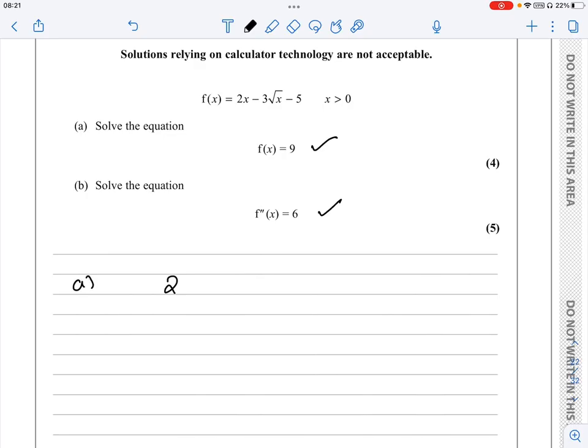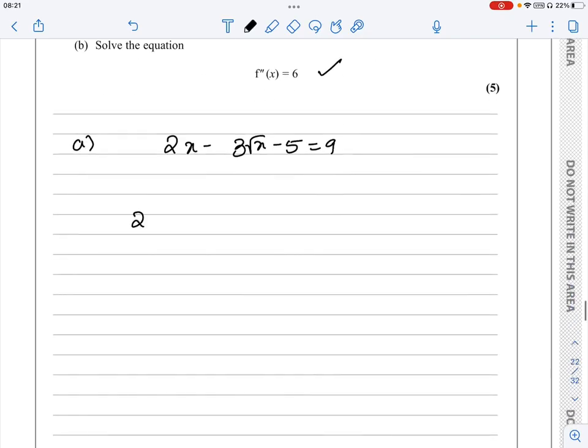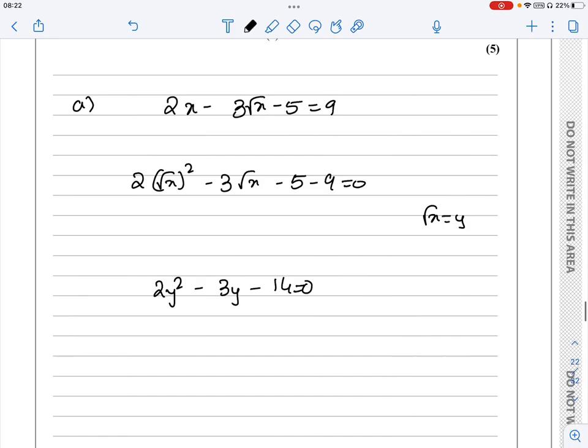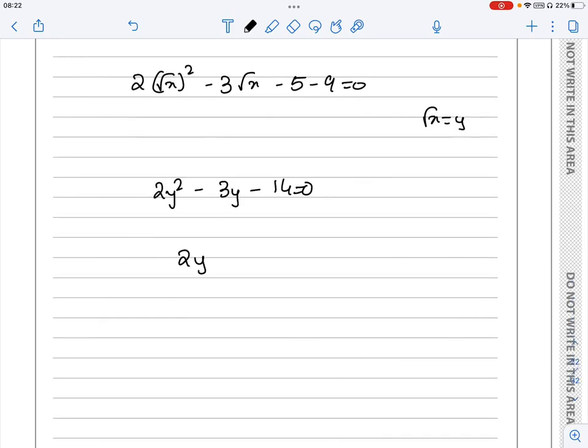Part A: f of x, 2x minus 3 root x minus 5, equals 9. So this can be written as 2 times root x whole squared minus 3 root x minus 5 minus 9 equals 0. Let root x equal y. So it becomes 2y squared minus 3y minus 14 equals 0. So I can factorize it. I am directly writing the factors: 2y minus 7 times y plus 2 equals 0. So y equals 7 upon 2 or y equals negative 2.